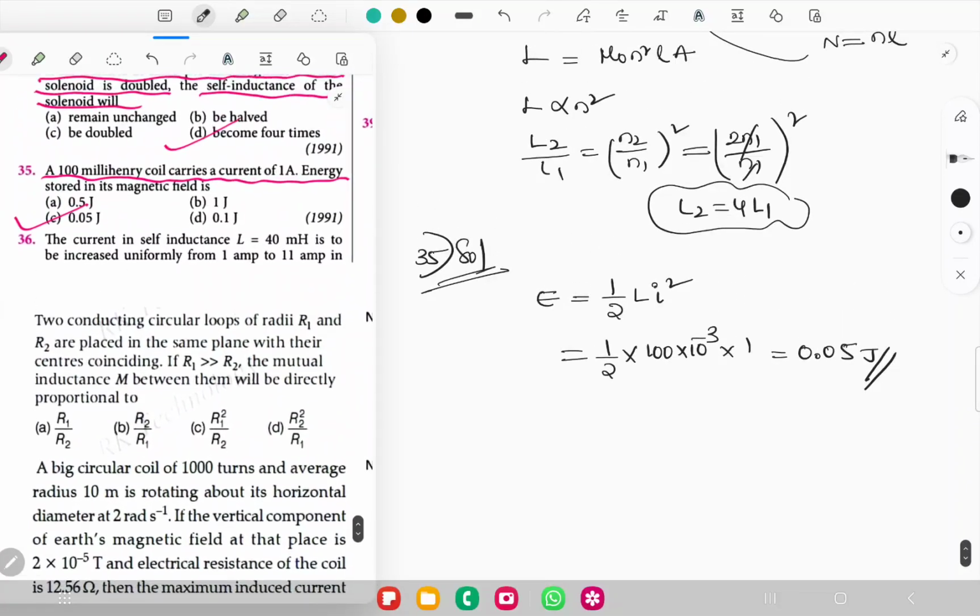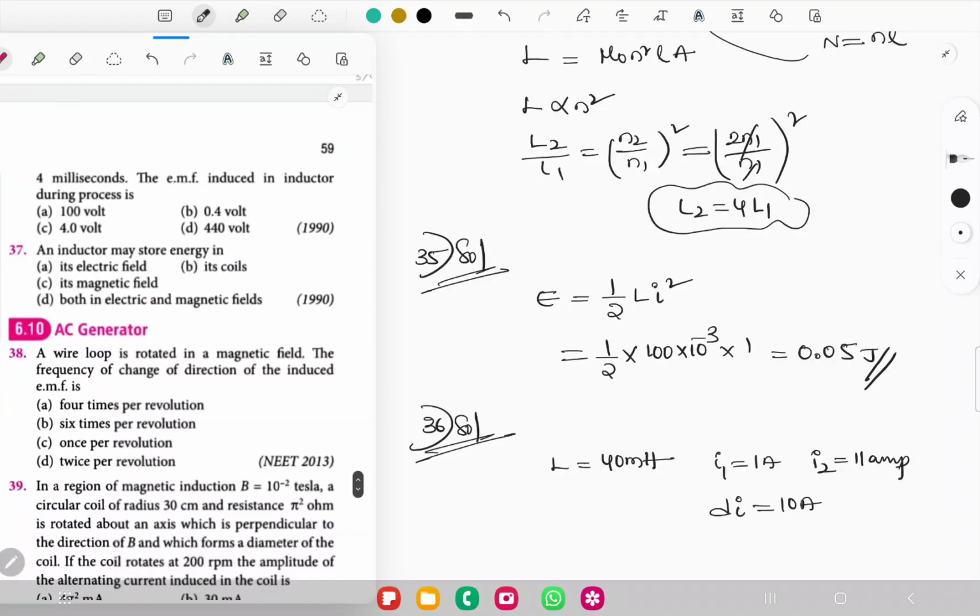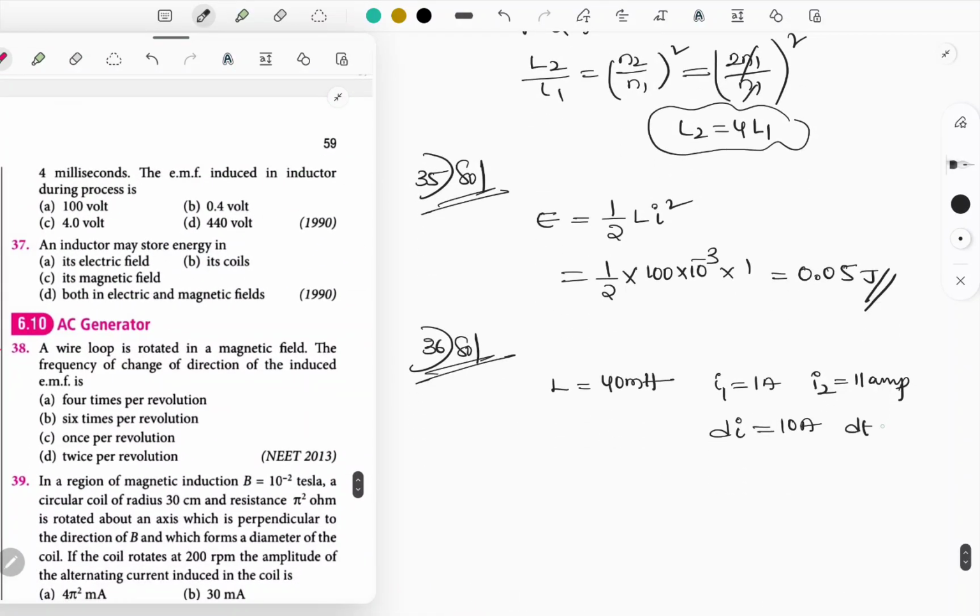Next, let's try question number 36. The current in self-inductance L, L is equal to 40 millihenry, is to be increased uniformly from 1 ampere to 11 ampere. Let's say I1 is equal to 1 ampere and I2 is equal to 11 ampere. Then what about the change in current? The change in current is equal to 10 ampere. In how many seconds? Time is also given, which is 4 milliseconds.